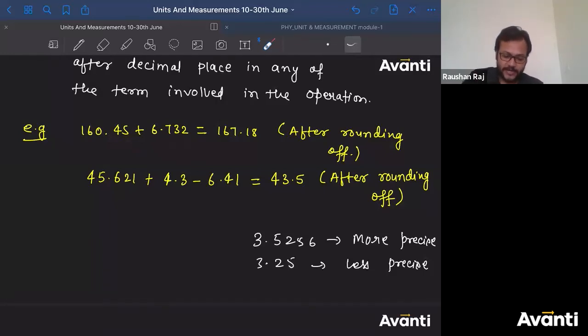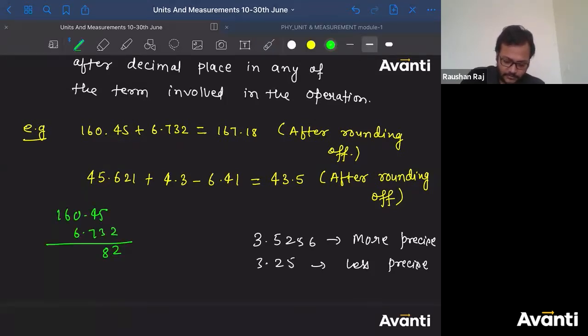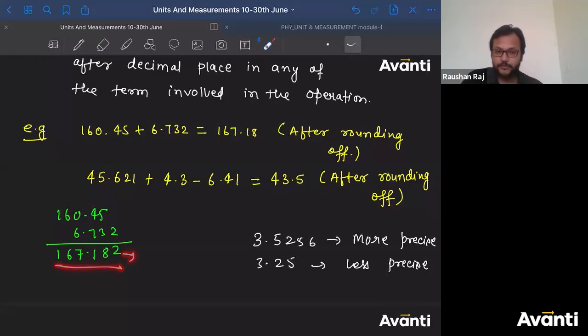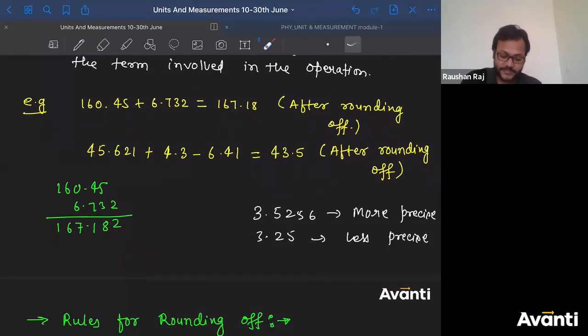Okay? But when you add it, let me add this: 160.45 and 6.732. When you add it, we will get 281.761. Right? You are going to get this. How can we have only up to 2 decimal places? I have 3 decimal places here. How can I express this number so that it has only 2 decimal places? That means I have to round it off. I have to eliminate this. But we can't just blindly remove this part. We have to see what this number is.